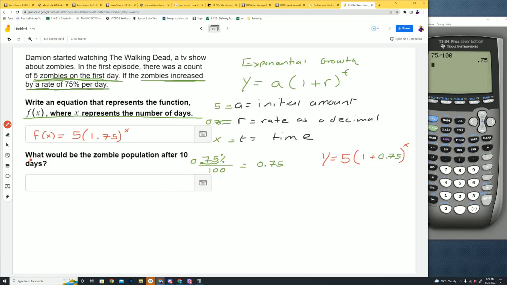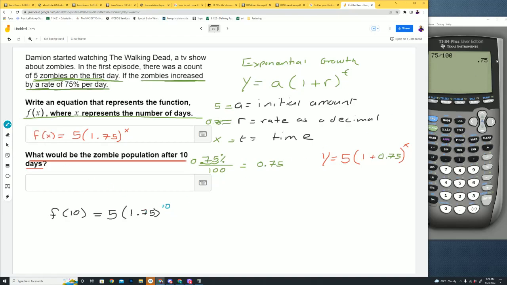Now, the second question says, what would the zombie population be after 10 days? So now we have our equation, or our function, and we want to know what the function is at 10 days. How many zombies will there be at 10 days? So now we're going to plug this into our function: 5 times 1.75 to the 10th power.